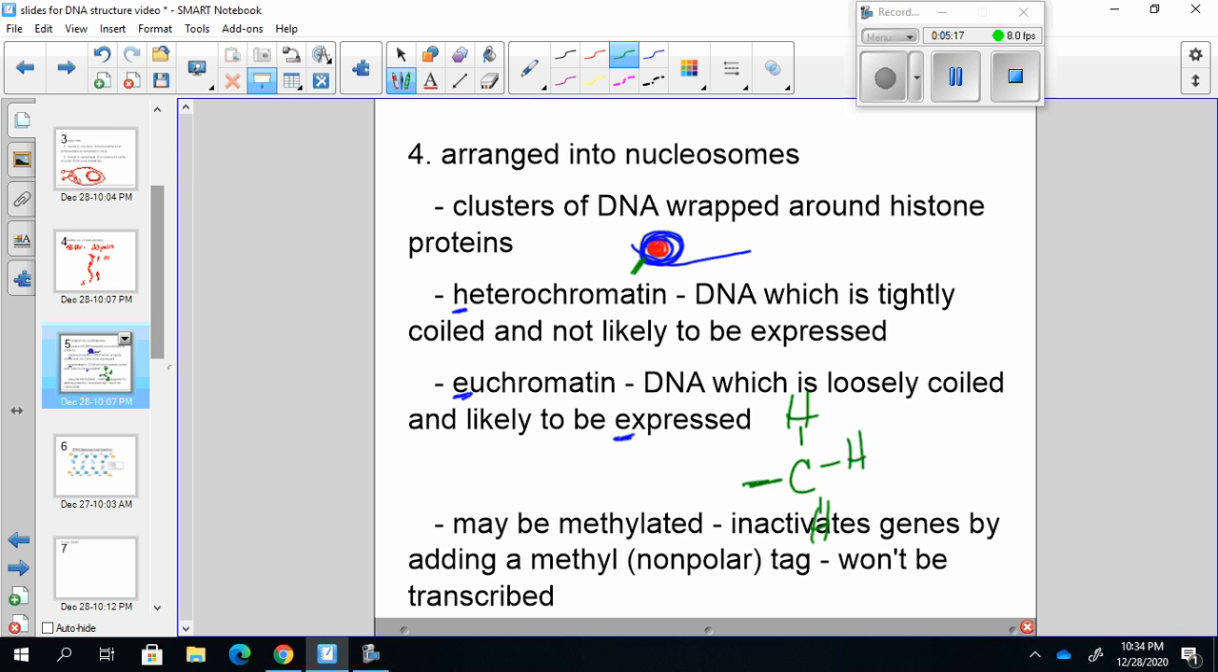So for example, you have DNA that has to be expressed in your eyes, but that same DNA is also present in your stomach, and that section of DNA doesn't need to get expressed because you do not need the same genes to be expressed in your stomach that you need expressed in your eyes. So you can inactivate them.